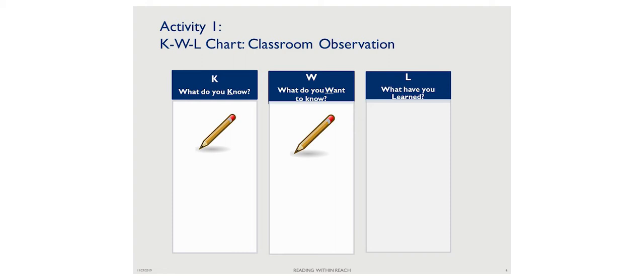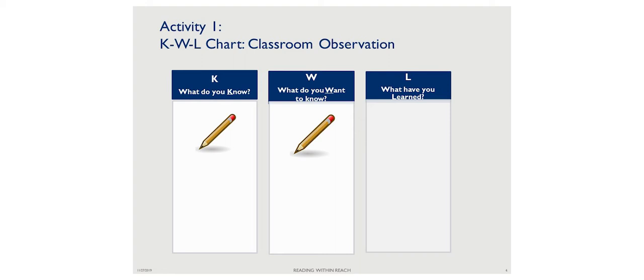Many of you might be familiar with this exercise. To start, if you have a piece of paper nearby, take a moment to draw three large boxes similar to the slide you see, each box next to each other, with enough space to write just a few sentences or a few words in each. Label the first box with a K, the second with a W, and the third with an L. In this activity right now, we're going to focus on the first two boxes.